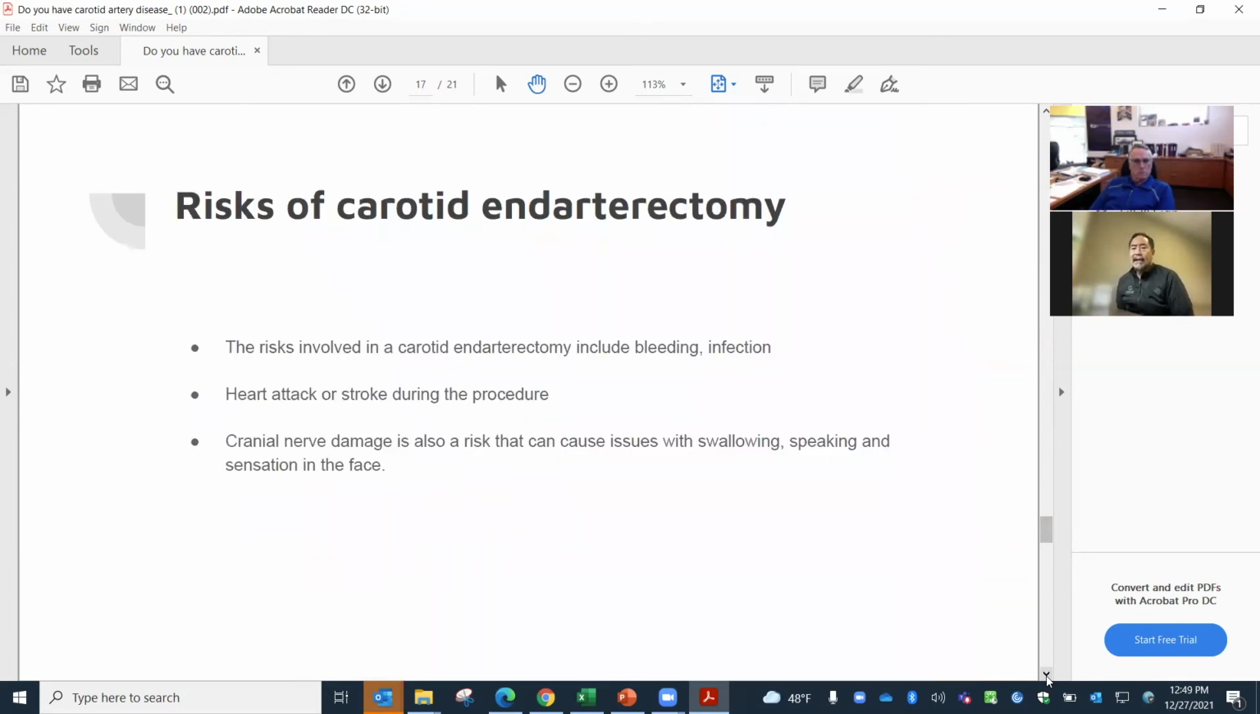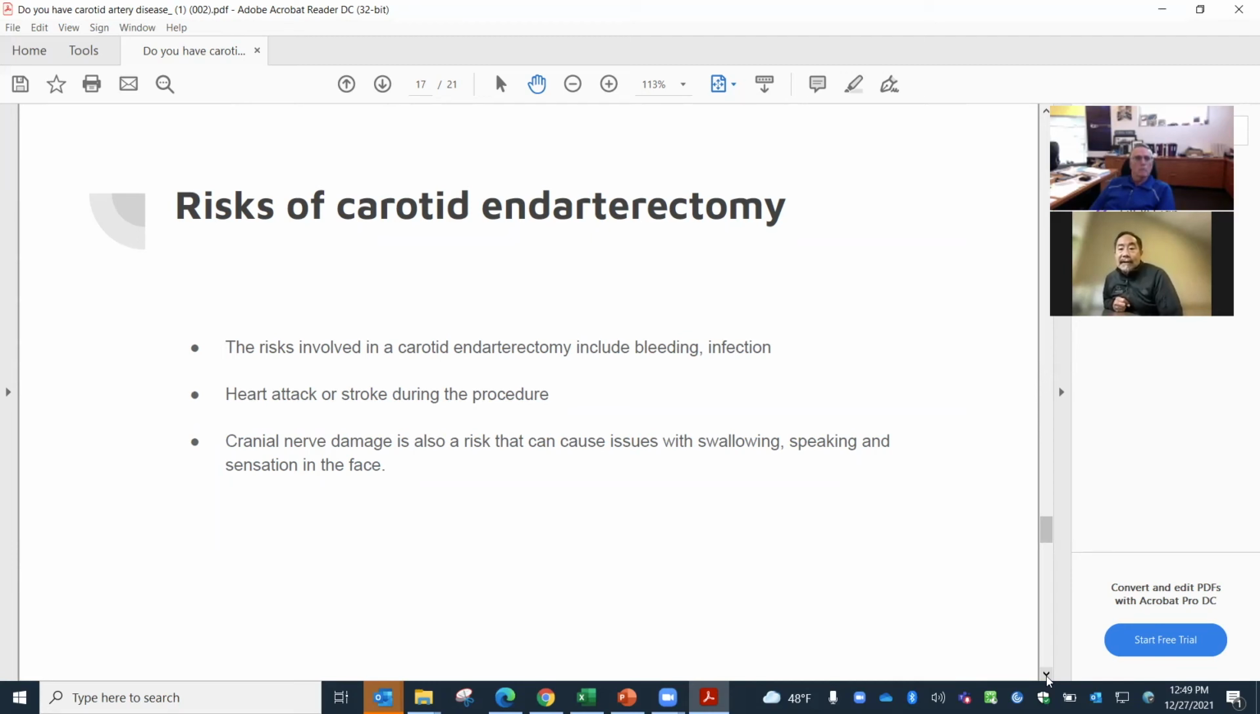Good. So what are the risks of this operation? So again, why are we doing this operation? Number one, to prevent strokes. So what are the benefits? Well, what are the risks? As with any operation, there are risks of surgery. This one's called a carotid endarterectomy. Again, this is your traditional carotid surgery in which the plaque is removed that I just described. So it's called carotid endarterectomy.